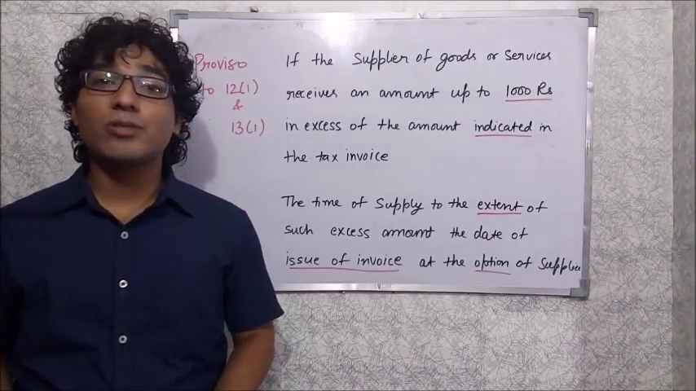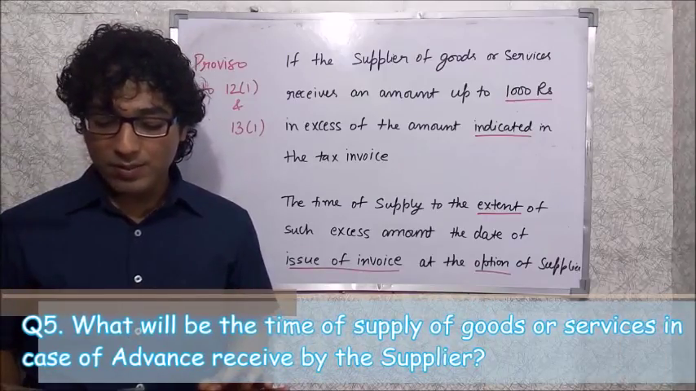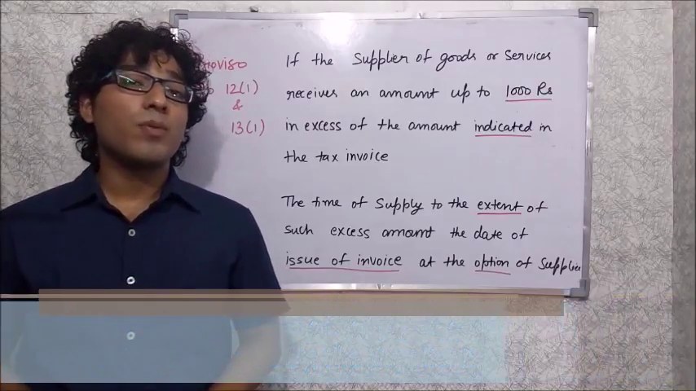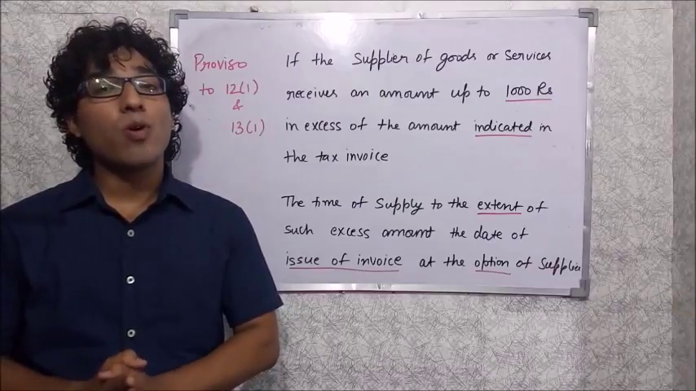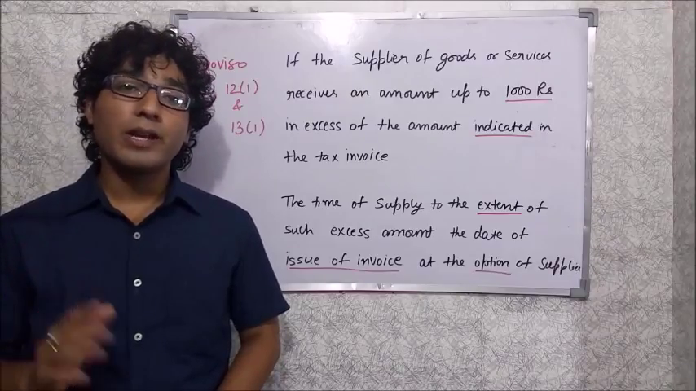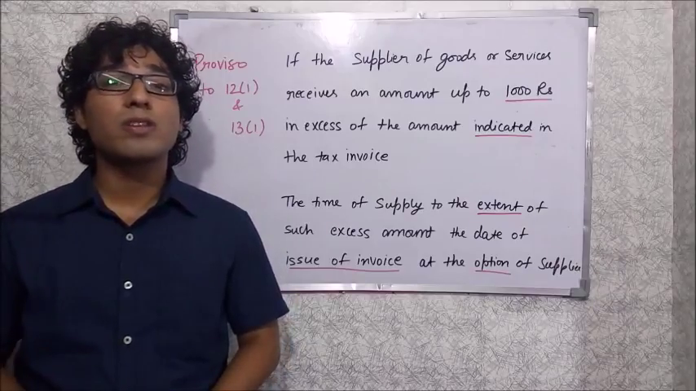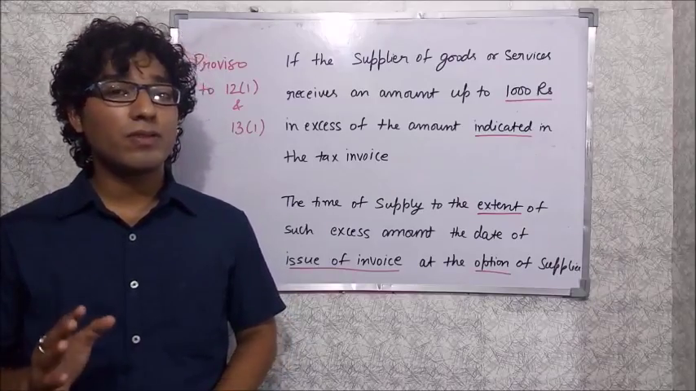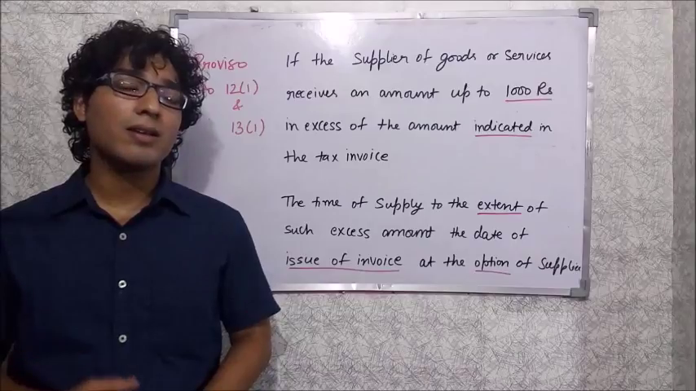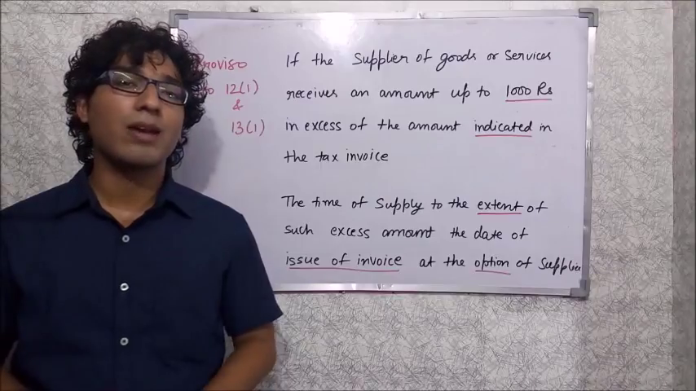The next question relates to advance receipt of payment by the supplier: what will be the time of supply of goods or services in case of advance receipt by the supplier? Suppose you are a supplier and you issued an invoice of 1000 rupees, but the recipient of goods or services paid you 1500 rupees. It means the recipient paid you an advance of 500 rupees, because you issued the invoice of 1000 rupees and he paid 1500 rupees.